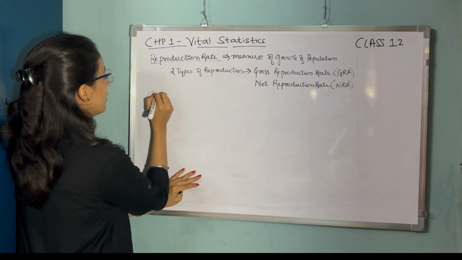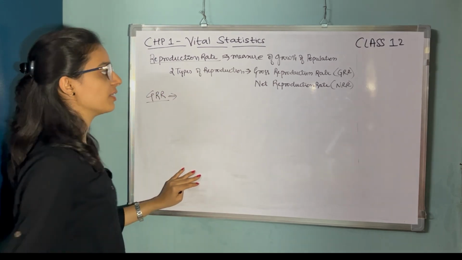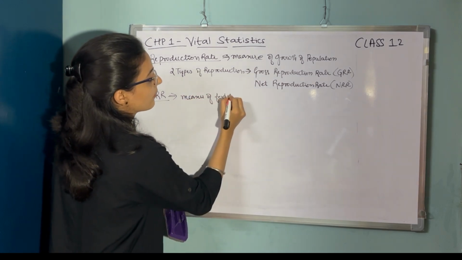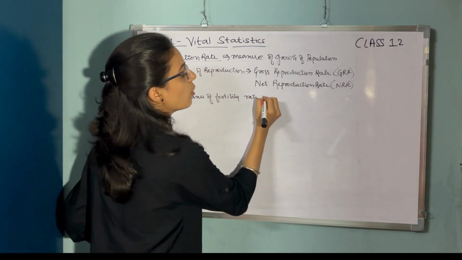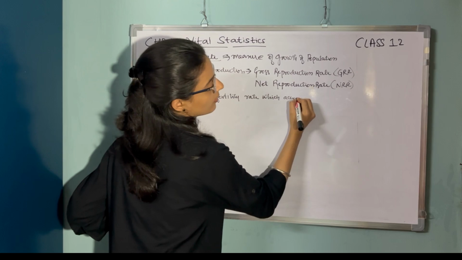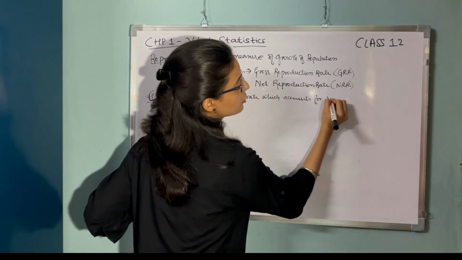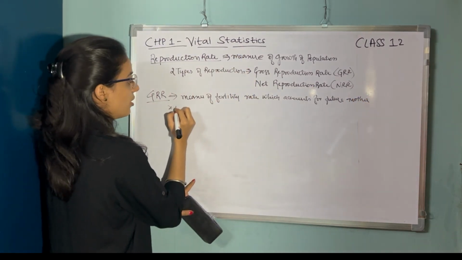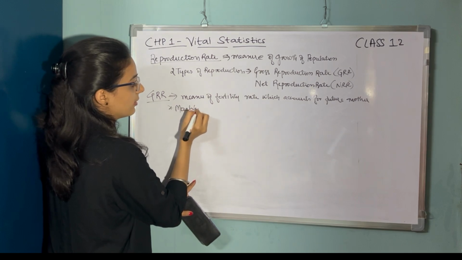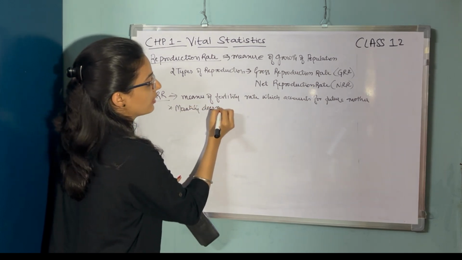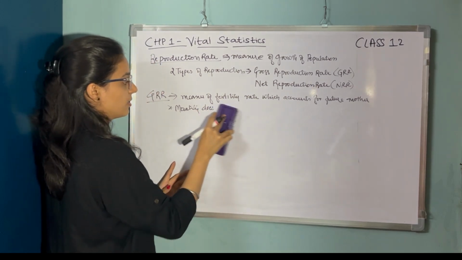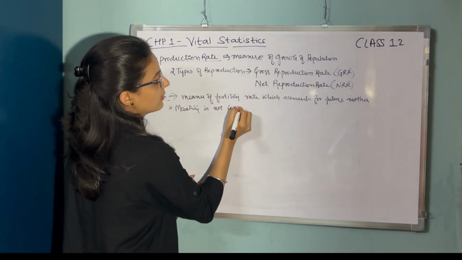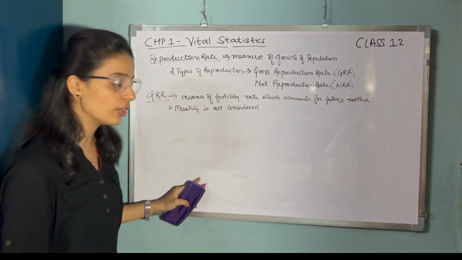First let's look into GRR. What is this gross reproduction rate? This is a measure of fertility rate which accounts for future mothers. GRR does not take mortality into consideration. Mortality is not considered.